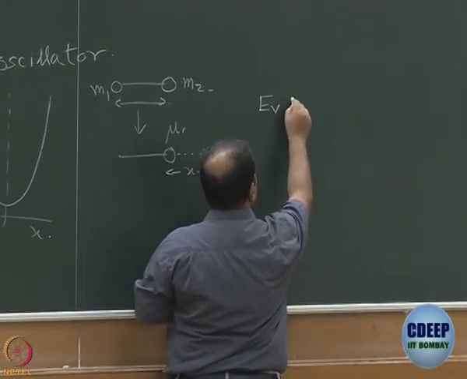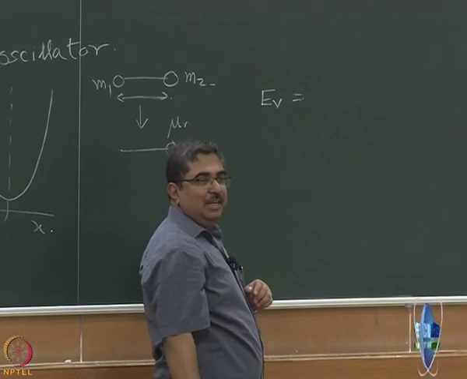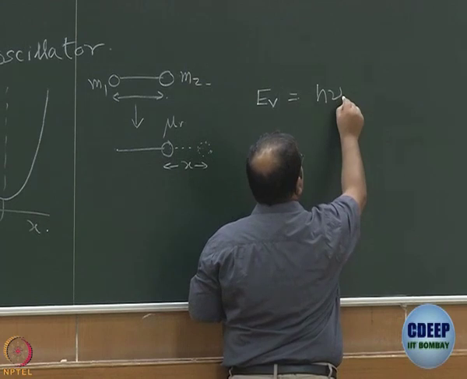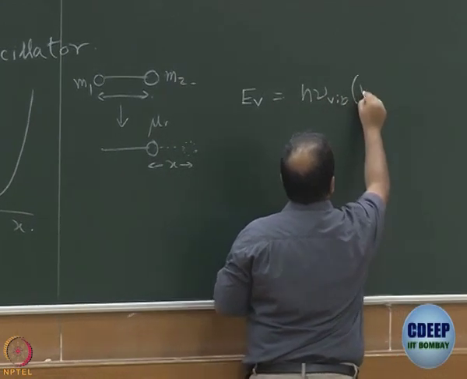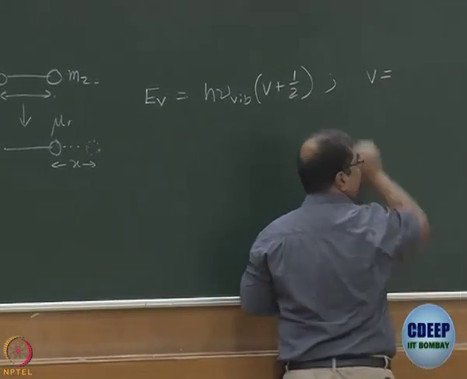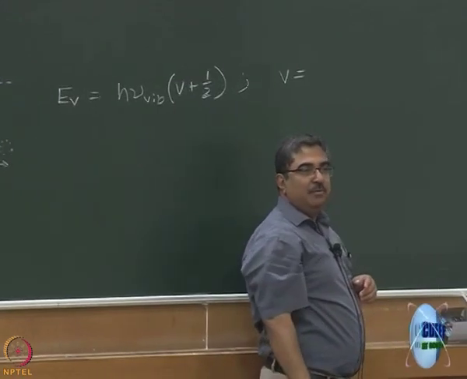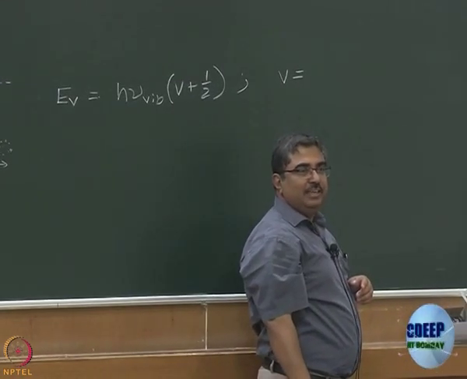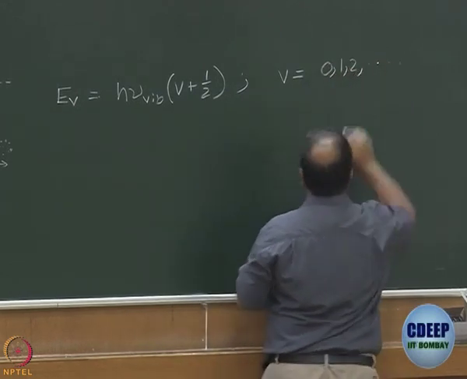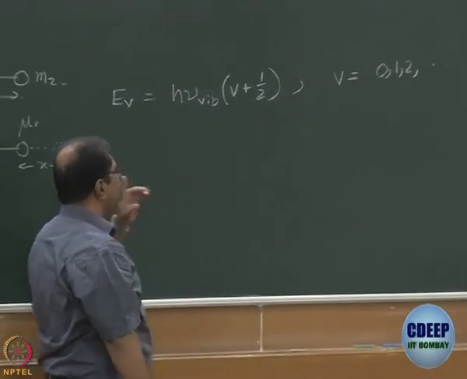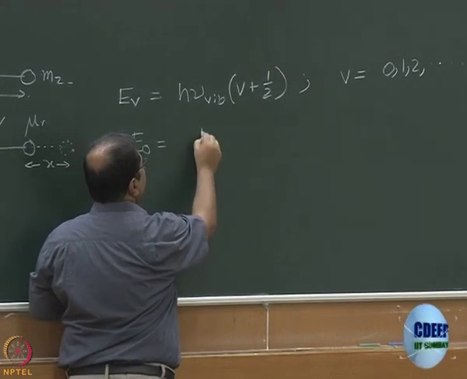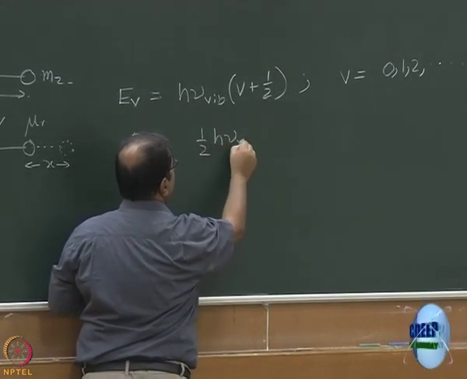I will write it in the form that I find to be very convenient. E_v is equal to h nu vib (v plus half), where v is the vibrational quantum number and it varies from what to what? What are the values of v? 0, 1, 2, so on and so forth. Very good. We will come to the wave function shortly, but even before we go there, we can see that the lowest energy that I have is E0, which is half h nu vib.